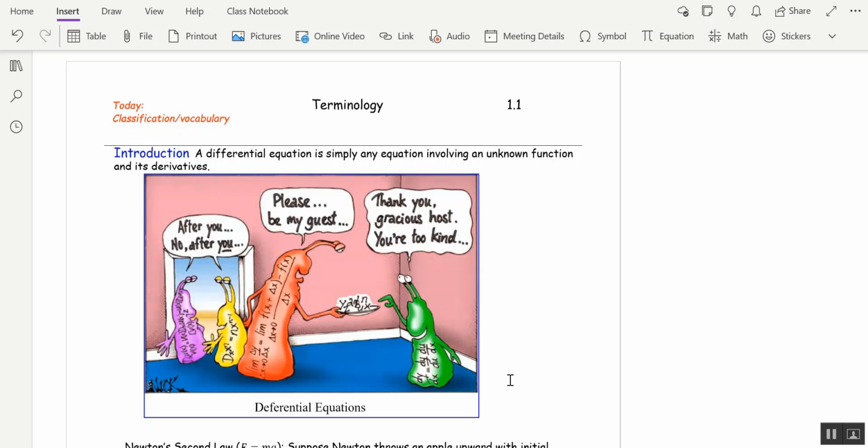So we're going to start off with a bad pun. We've got deferential equations as opposed to differential equations. So those would be humble equations.